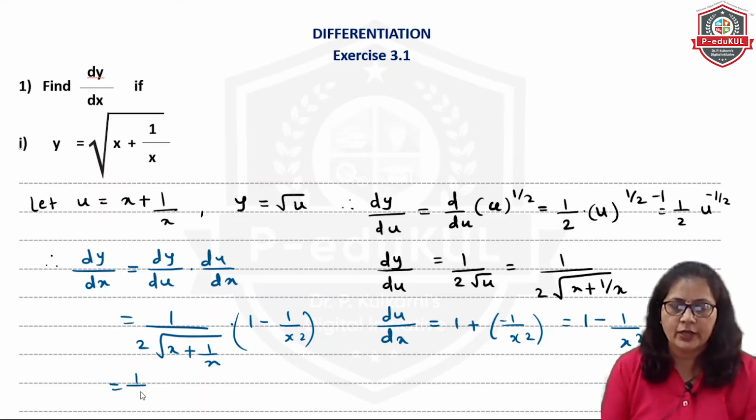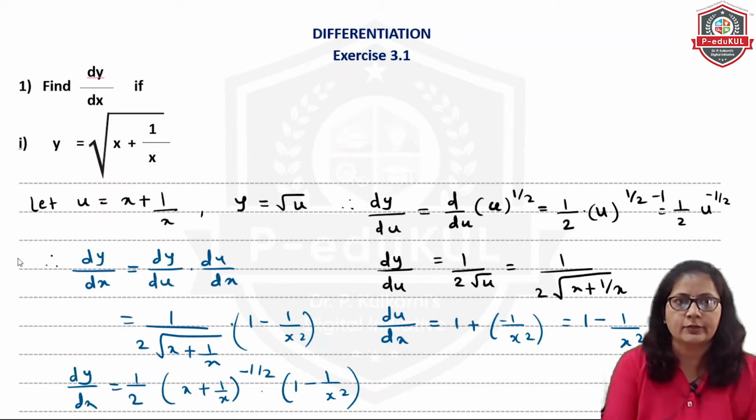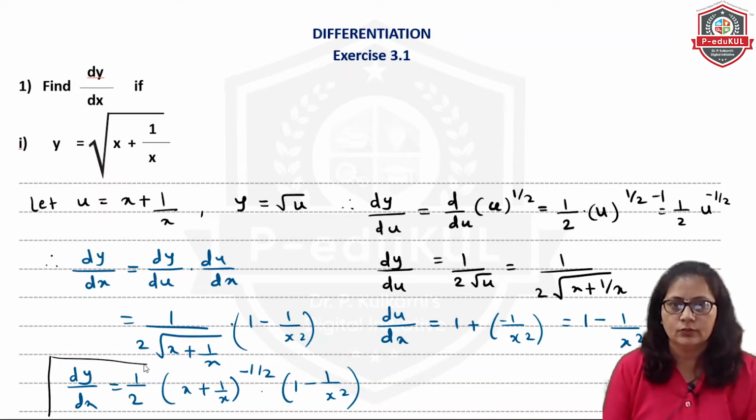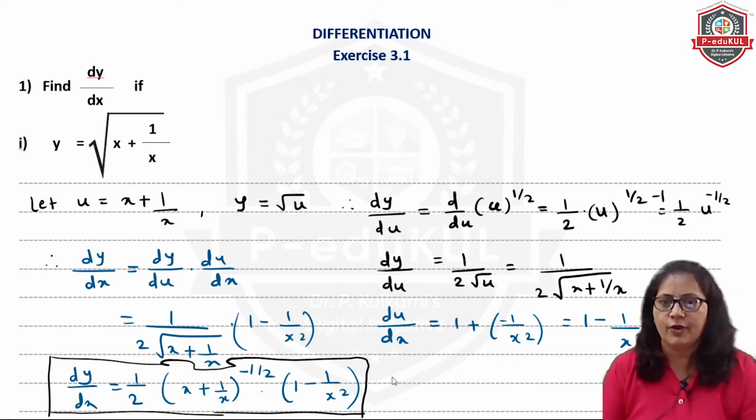So now I'll write it in this way. 1 by 2 I'll keep as it is. This x plus 1 upon x, I'll put it as raised to minus half, and then this will be as it is. So this is my final answer. Okay, I'll just box it. This is my final answer.